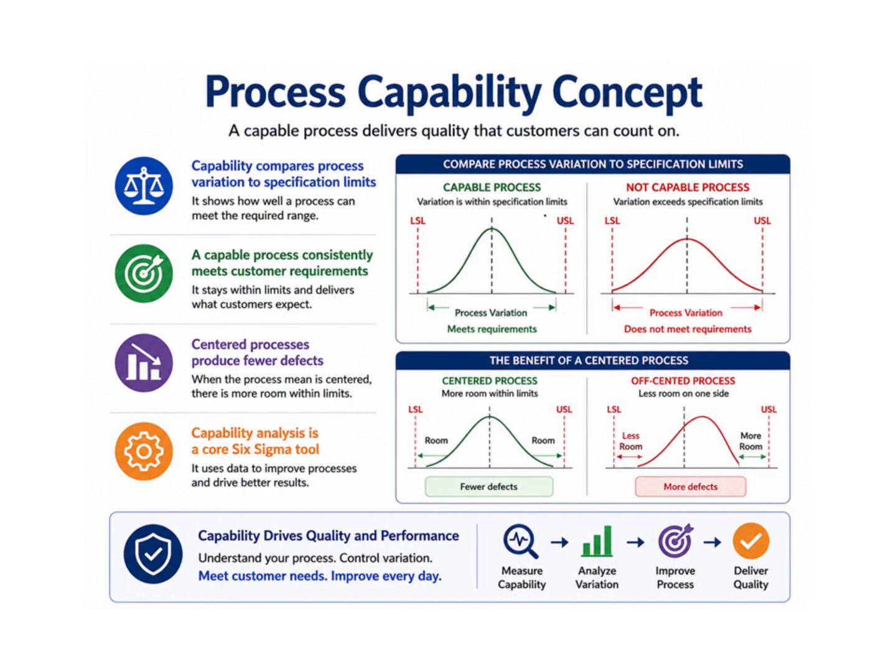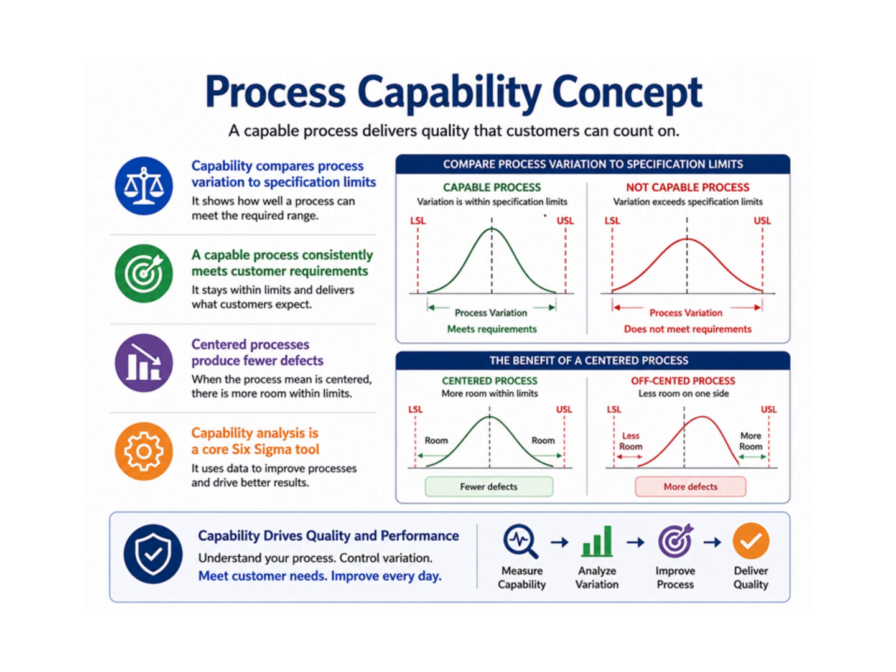We've just seen how the cost of poor quality are the direct financial consequences of variation and defects. The natural next question is, how do we evaluate whether a process is capable of avoiding those costs in the first place? That brings us to process capability. Process capability compares the natural variation of a process to its upper and lower specification limits. A capable process keeps its variation within those limits and consistently produces outputs that meet customer requirements.